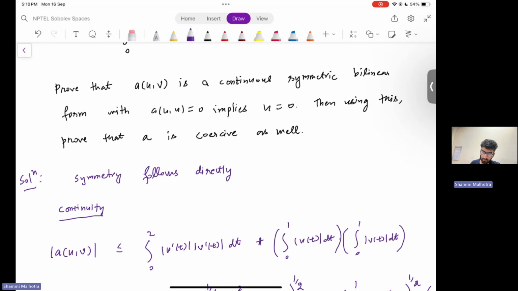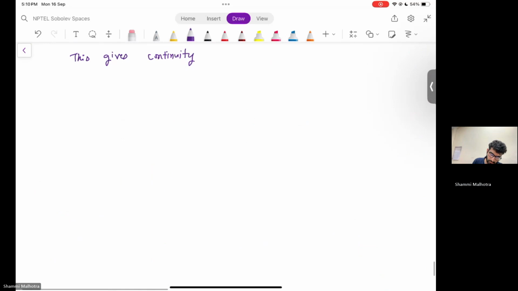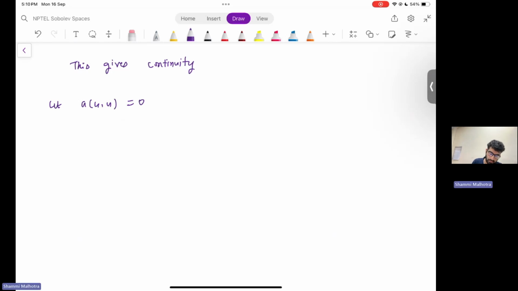So next, what do we need to prove? We need to prove that Au equal to 0 implies u is equal to 0. So let Au equal to 0. This will imply that the integration from 0 to 2 of mod u dash t squared, where u belongs to H1 of 0 to 2, dt plus the integration of 0 to 1 of u t dt, whole square, equals to 0.